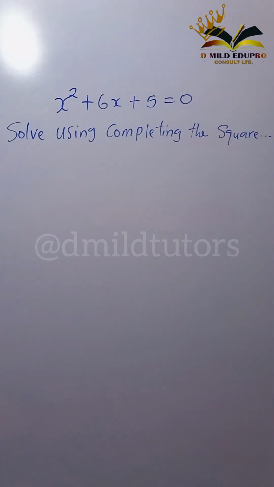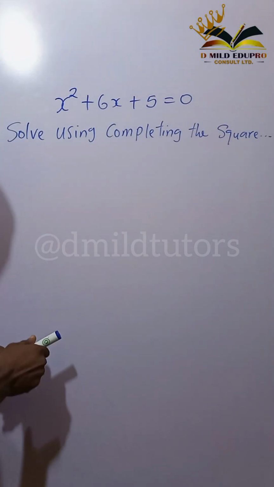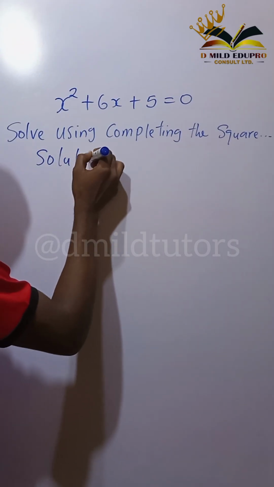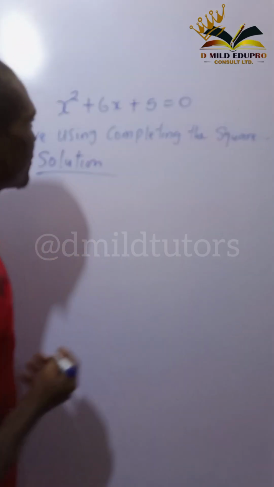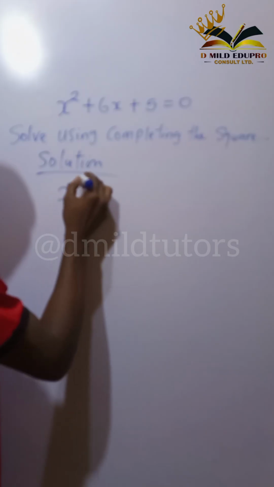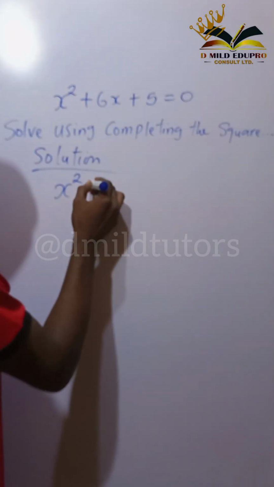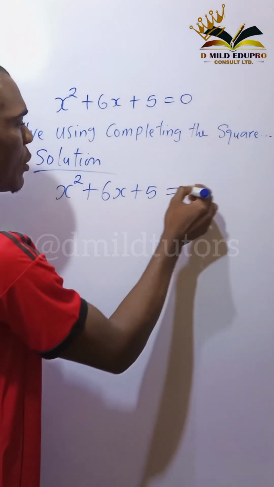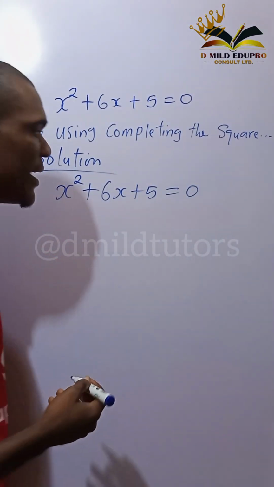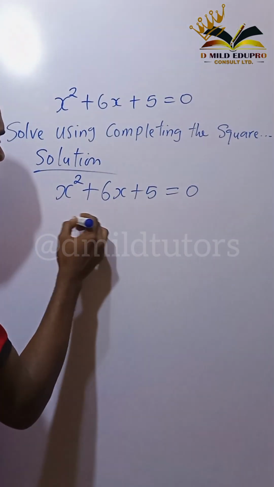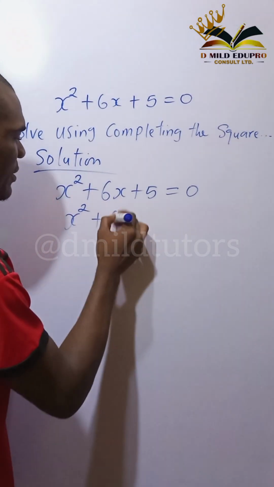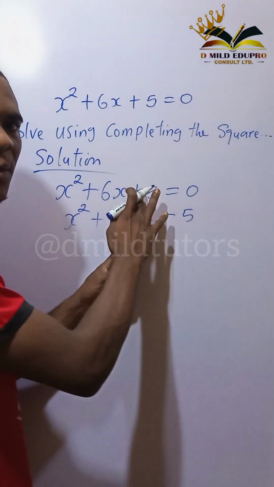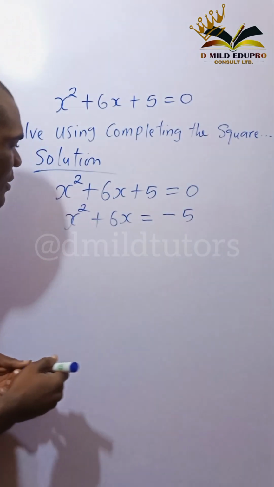So guys, we are asked to solve this quadratic equation using the completing the square method. We're going to start this way. Whenever you're asked to solve using completing the square method, the constant term, which is the whole number without a variable, you have to move it to the right hand side. So it becomes x raised to the power 2 plus 6x equals minus 5. So this constant term, we have to move towards the right hand side.